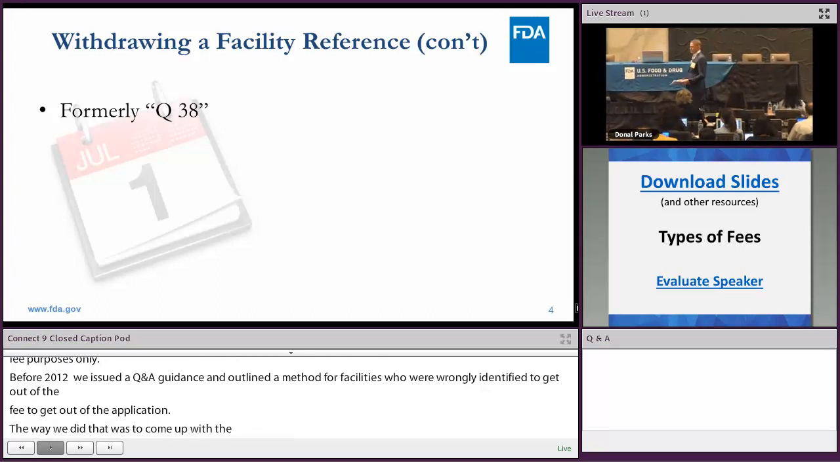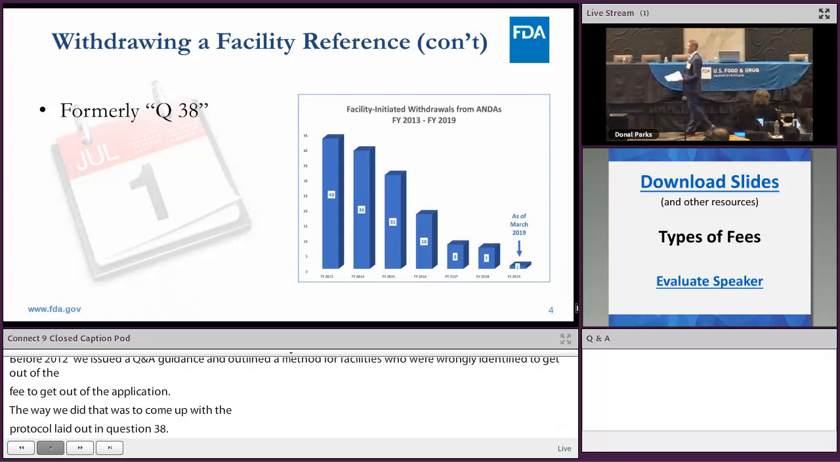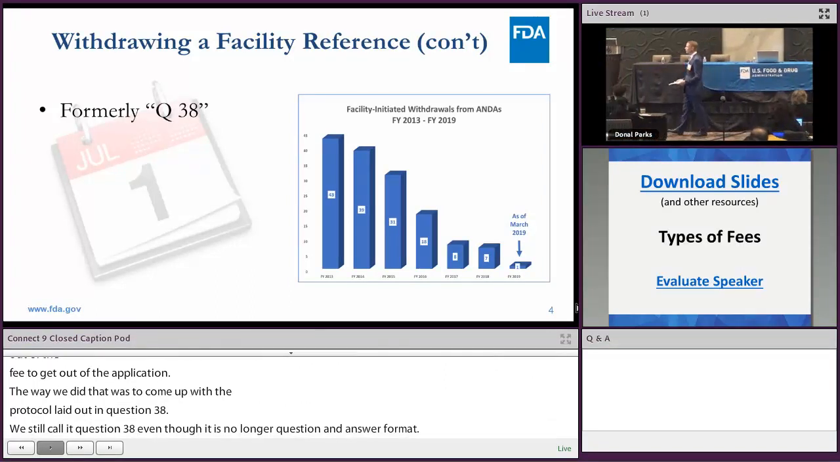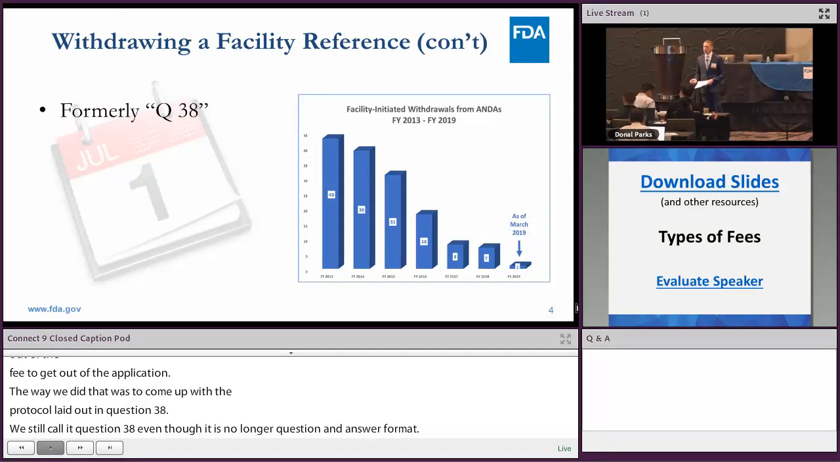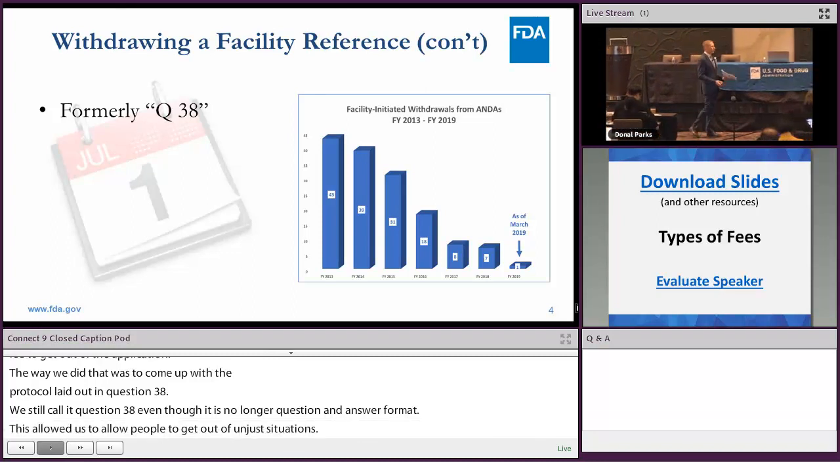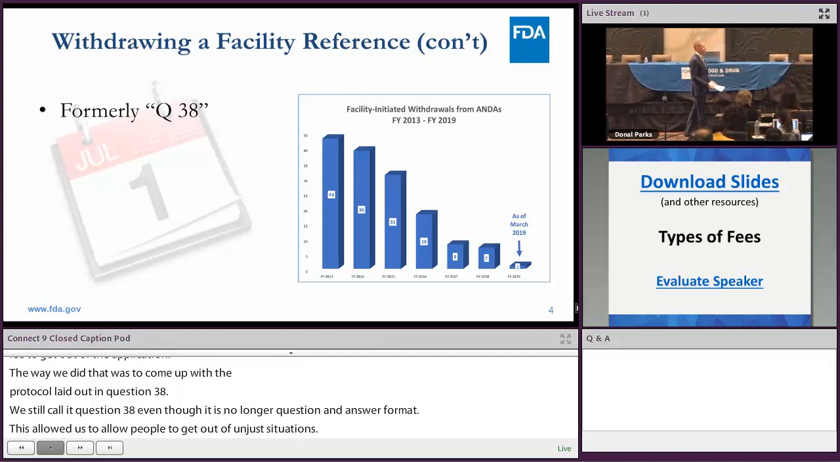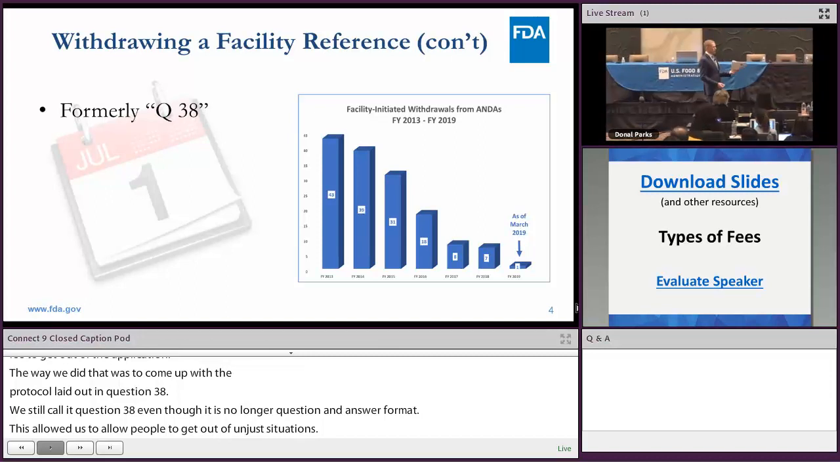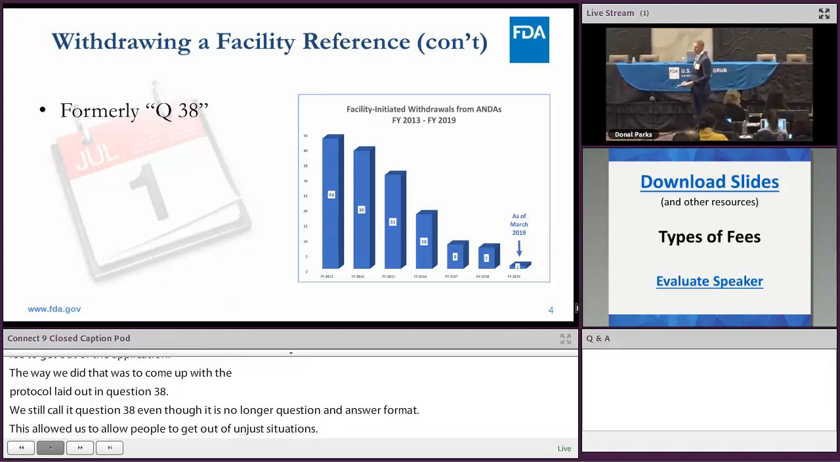What this allowed us to do was give people a way to get out of these unjust situations, if you will. In fiscal year 2013, the first year of GDUFA, we had 43 instances where facilities that were wrongly named in applications were able to take advantage of this to get out of the fee that they would have otherwise had to pay. Over the course of GDUFA 1, you'll see here that the number of uses was still relatively substantial, especially if you were in one of those. And it did go down over time.